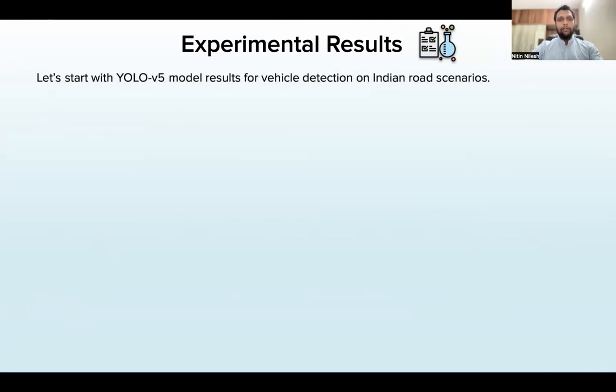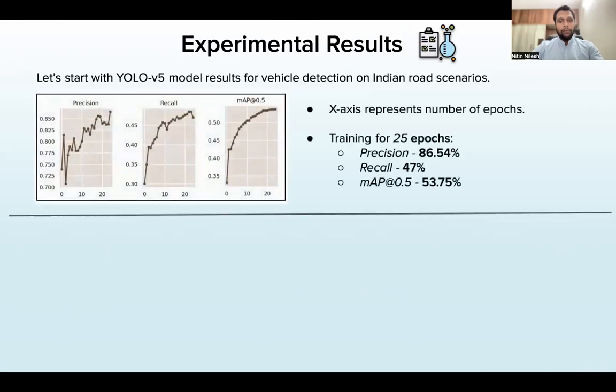So let's start first with the YOLOv5 model results for vehicle detection in road scenarios. This figure shows you the metrics on which YOLOv5 was trained. We can see the x-axis is representing how many epochs we ran for. In total, there are 25 epochs.